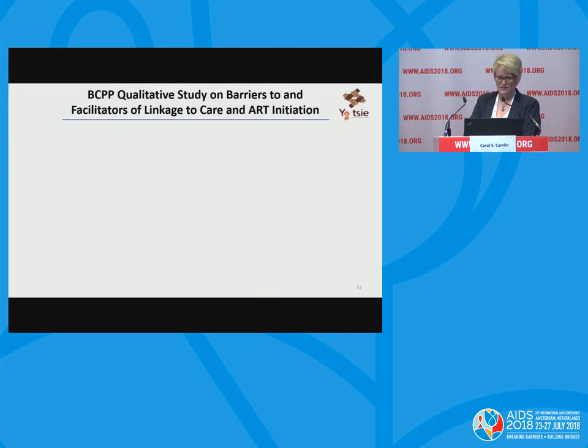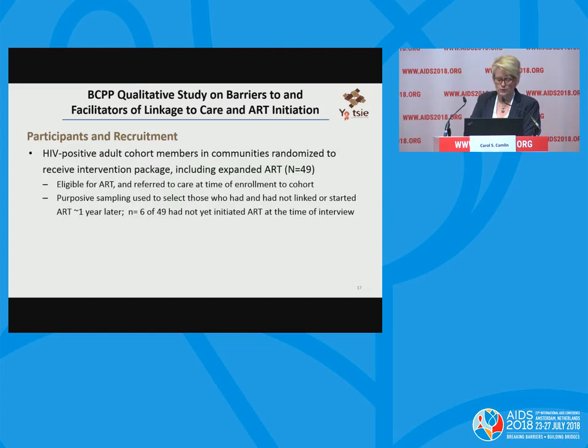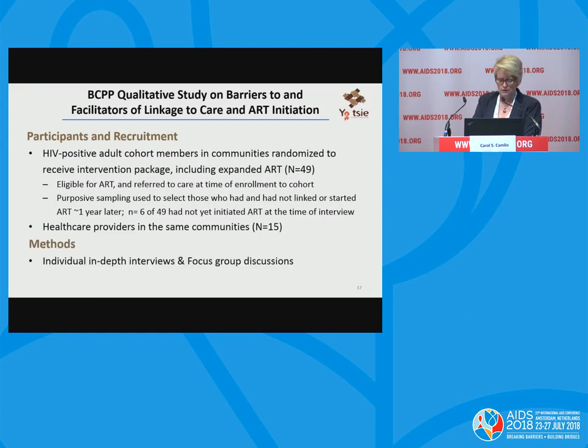In Botswana, the BCPP team has been conducting a qualitative study on barriers to and facilitators to linkage to care and ART initiation. So not specifically a study of stigma, but a study which has revealed stigma. They recruited HIV-positive adult cohort members in communities randomized to receive the intervention package. They found people who were eligible for ART and then purposefully sampled people who did and did not link to care a year later. They also interviewed healthcare providers in the same communities, conducting interviews and focus group discussions and following a phenomenological paradigm in their analysis.